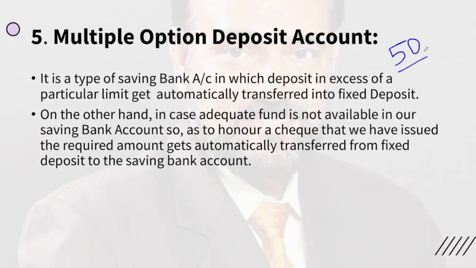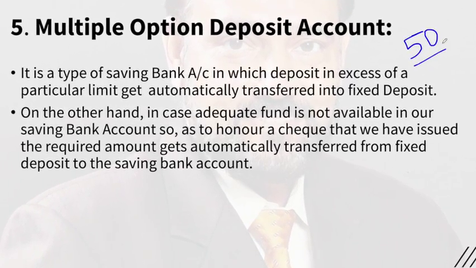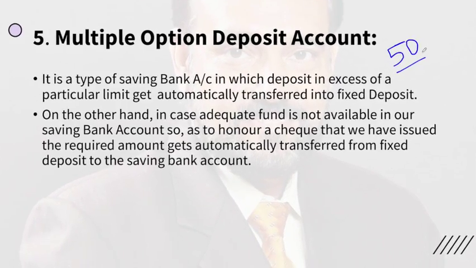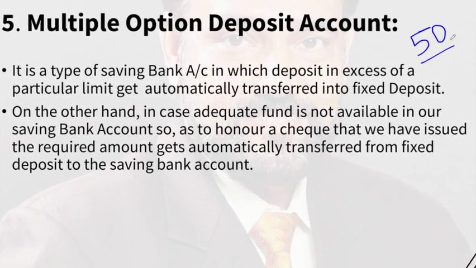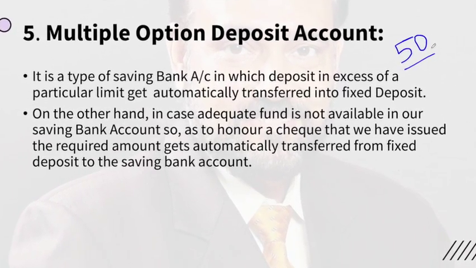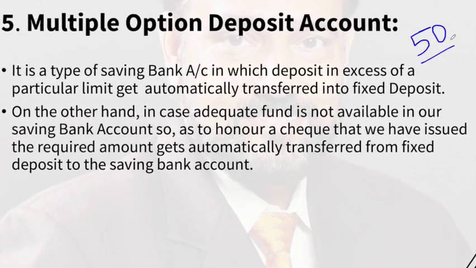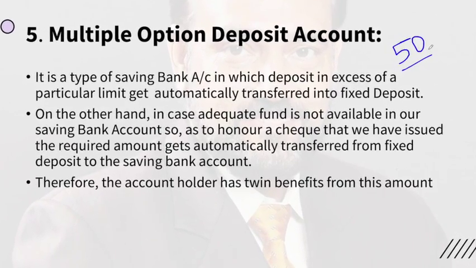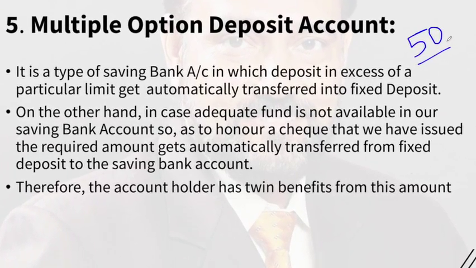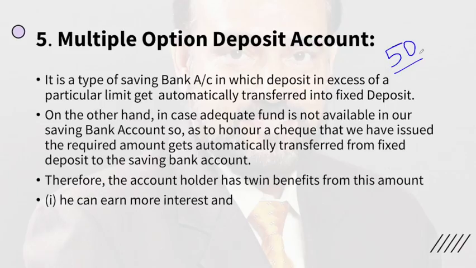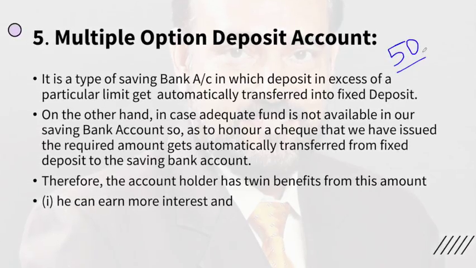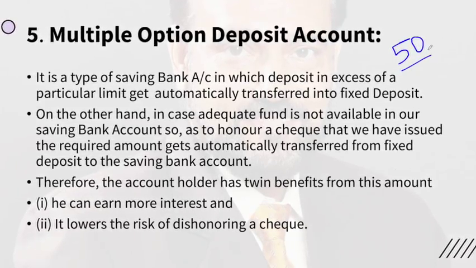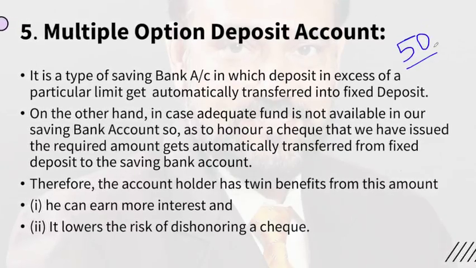So in this case what will happen? You would be earning more interest, because in a saving account you get less interest, in a fixed deposit you get more. So the account holder has a double benefit from this amount. What are those two benefits? A, he will earn more interest. Second, it will lower the risk of dishonoring a check.